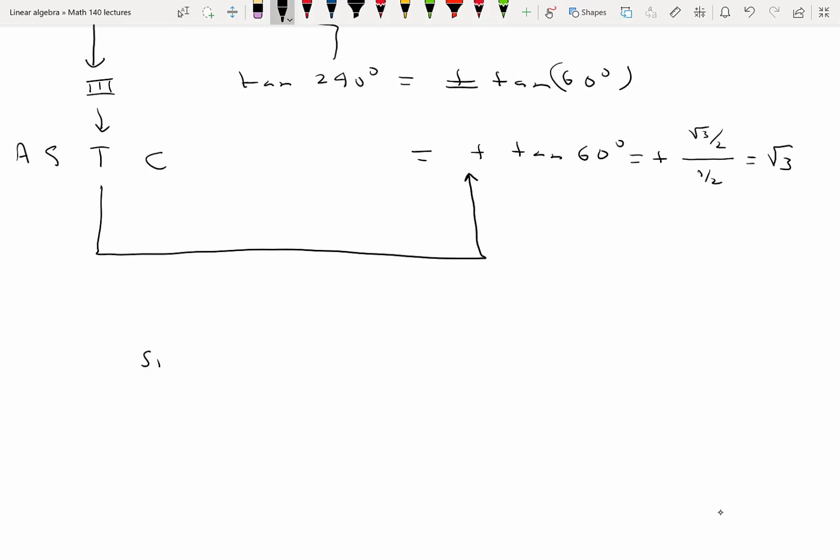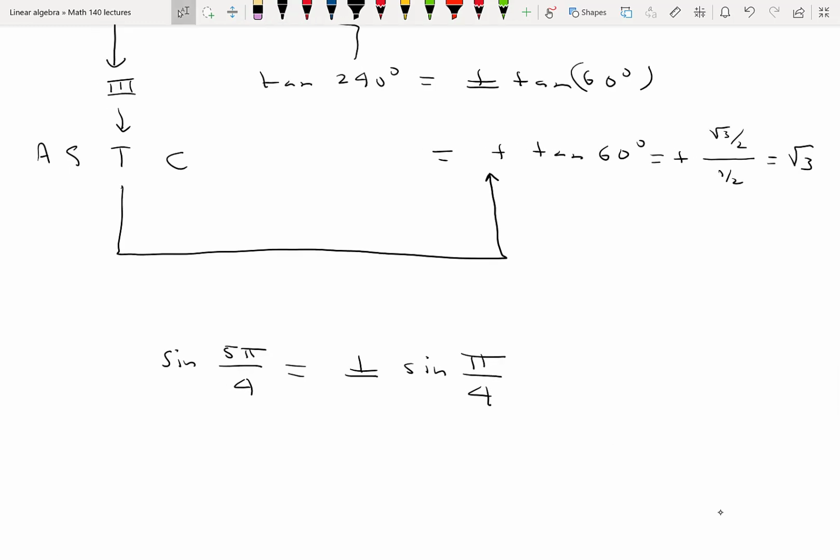Suppose I want the sine of 5 pi over 4. You can't effectively find this value by subtracting 2 pi, because if you subtract 2 pi, you'll get something negative. So this requires that device. This is going to equal plus or minus the sine of its reference angle. The reference angle for 5 pi over 4 is pi over 4.